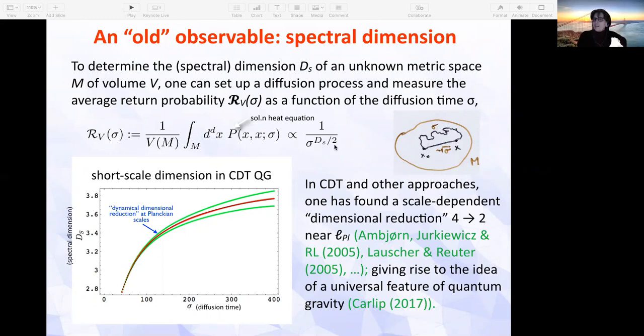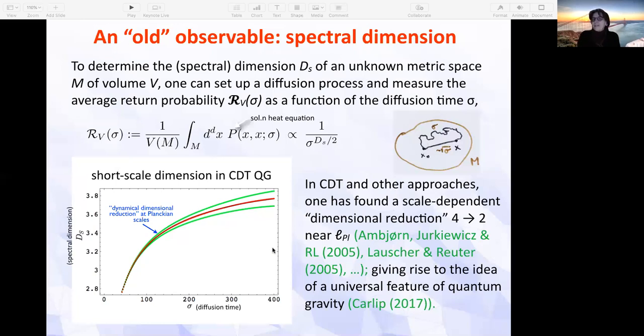And then again, you extract the leading behavior in the form of a power law to extract this dimension D_S, the so-called spectral dimension. This works on very many and very general spaces, as long as you have a Laplace type operator which you can associate with this diffusion process. And it was done many, many years ago. That's why I called it an old observable in CDT.